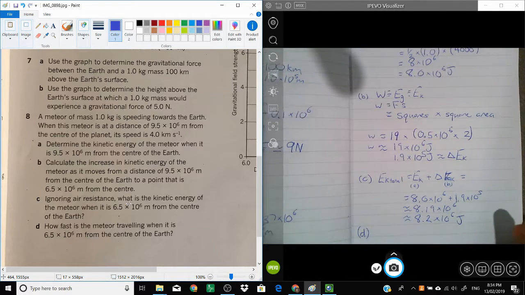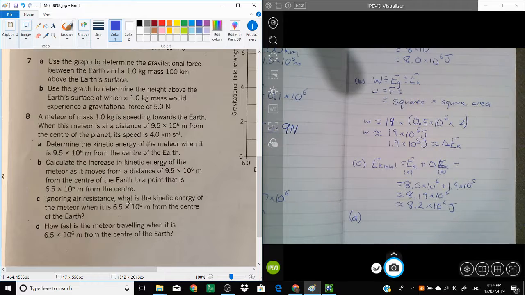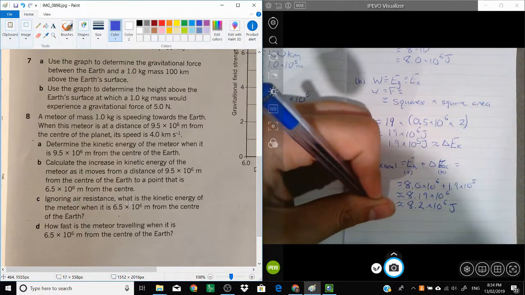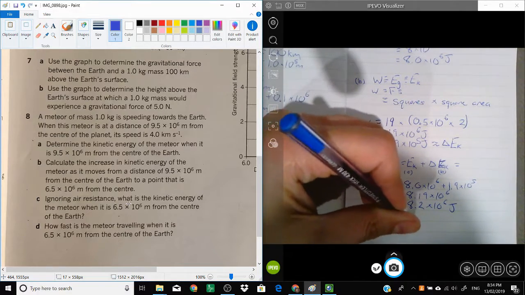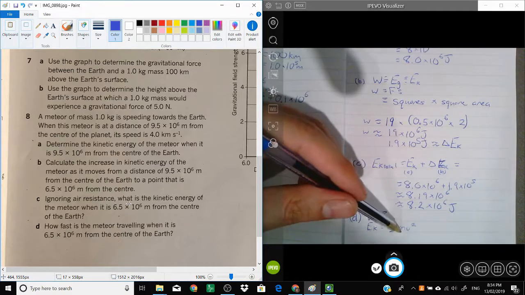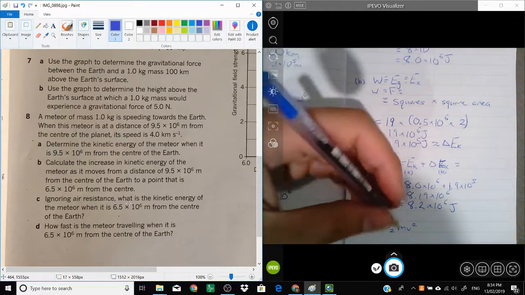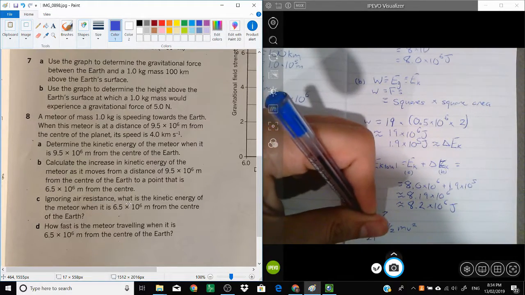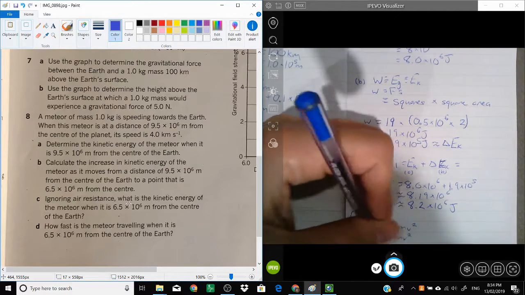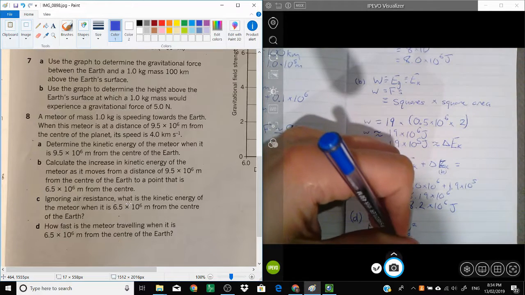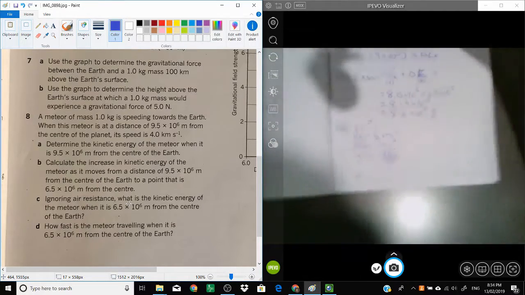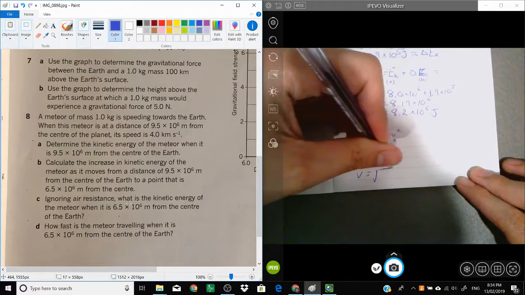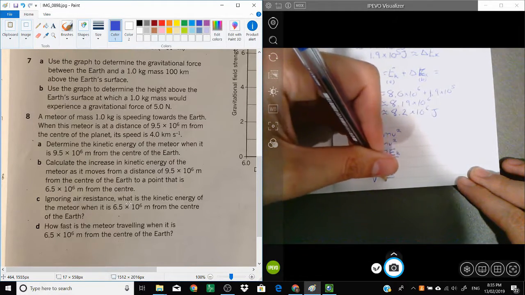Okay, part D. How fast is the meteor traveling when it is 6.5 times 10 to the 6? Okay, so we're solving now for V. Going back to the kinetic energy formula, EK equals 1/2 mv squared. You can rearrange this by multiplying by 2, dividing by m, and taking the square root. I'll do that in steps, in case you haven't seen this before. 2 times EK equals mv squared. I'll swap sides and divide by m. V squared equals 2EK divided by m, and V equals the square root of 2EK on m.